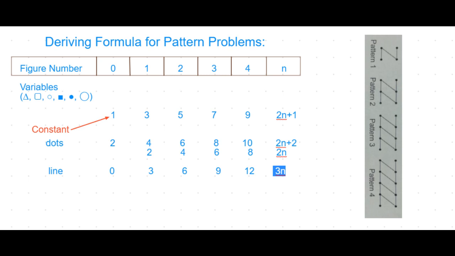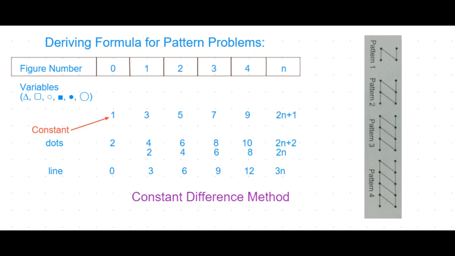So if the question is which pattern would have 63 lines? If 3n is equal to 63, n is equal to 63 divided by 3, which is 21. So pattern number 21 would have 63 lines. So this is the constant difference method. This can be applied to most of the questions which are sequencing in a constant difference.